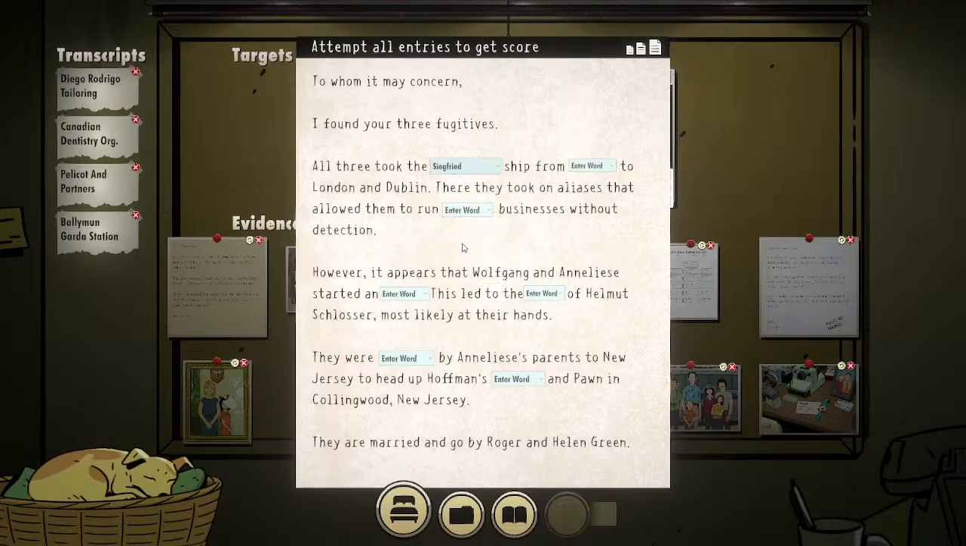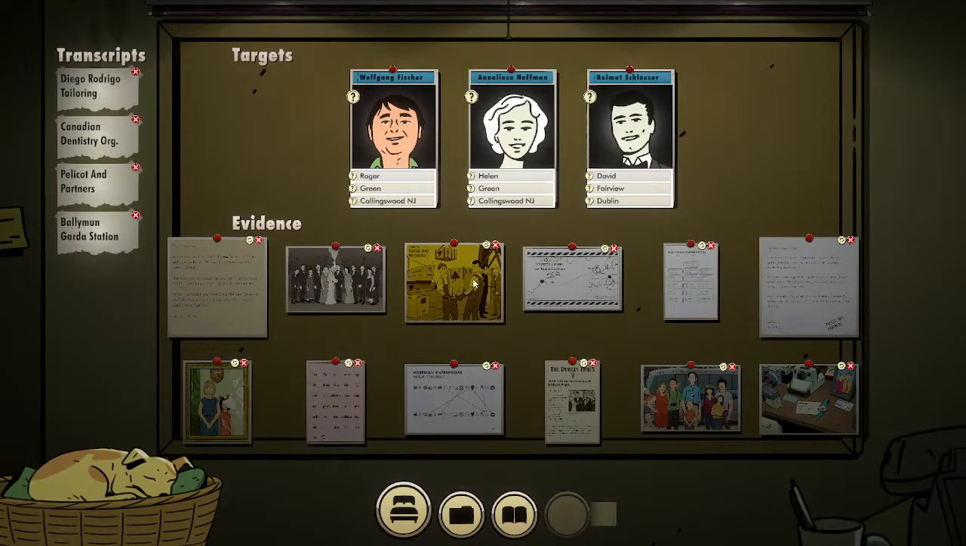The Siegfried ship from Trieste? Do we know that they started in Trieste? That seems to be the only option. They took on aliases that allowed them to run Hoffman businesses without detection. Wolfgang and Anneliese started an affair. This led to the death of Helmut, most likely at their hands. They were smuggled by Anneliese's parents to New Jersey to head up Hoffman's Diamond and Pawn in Collingswood, New Jersey. They are married and go by Roger and Helen Green. What a crazy life they've led.